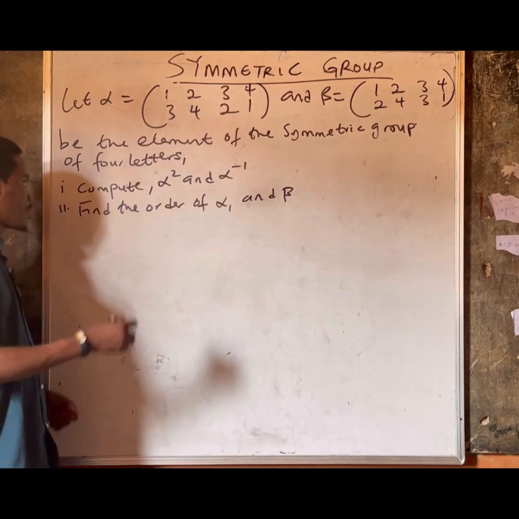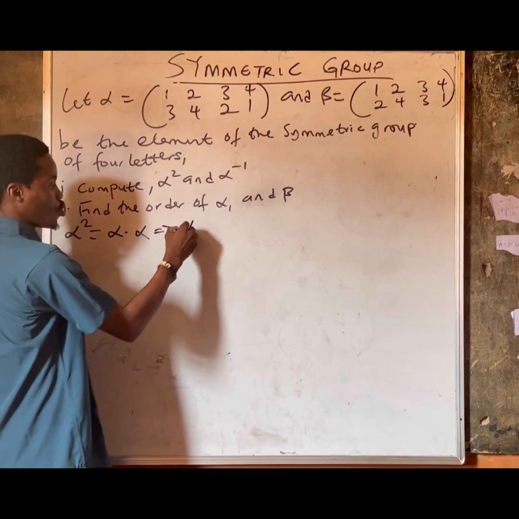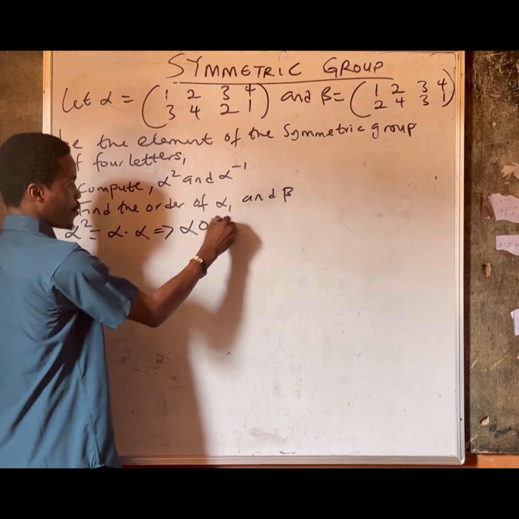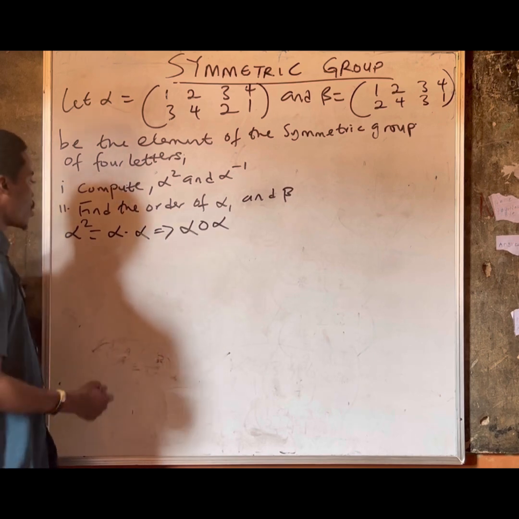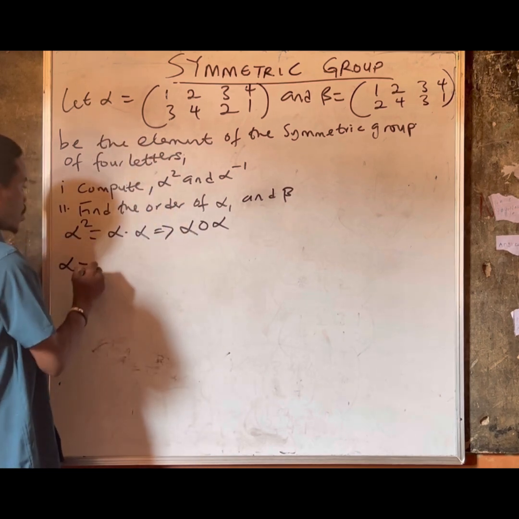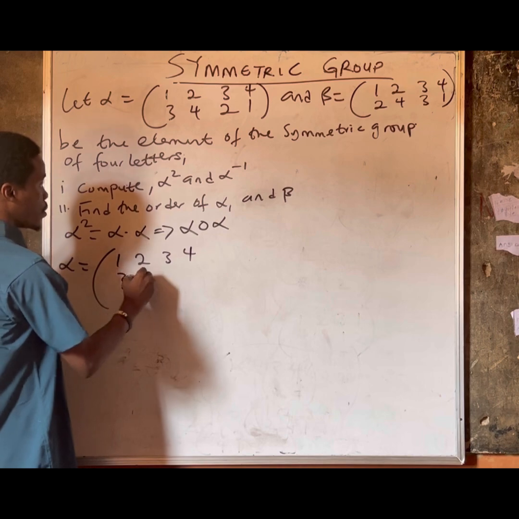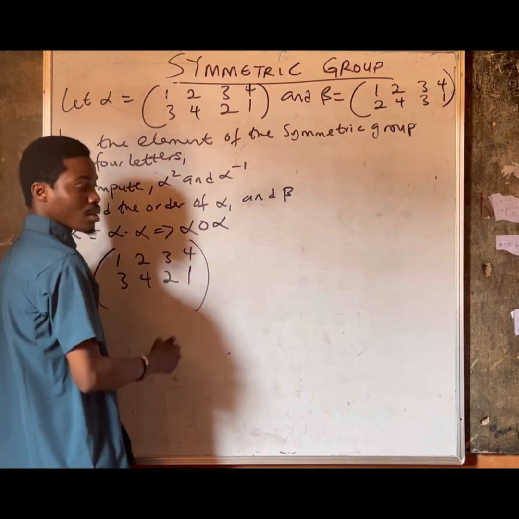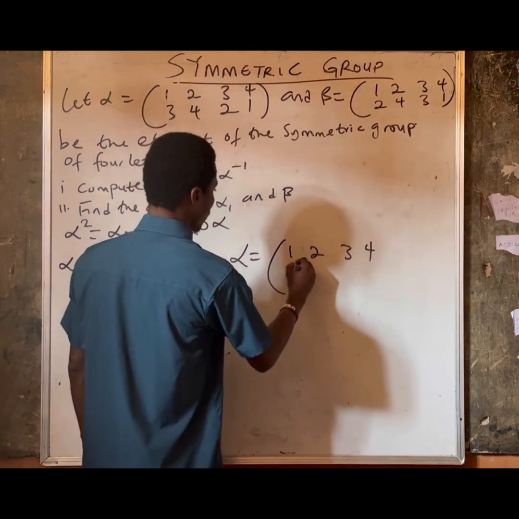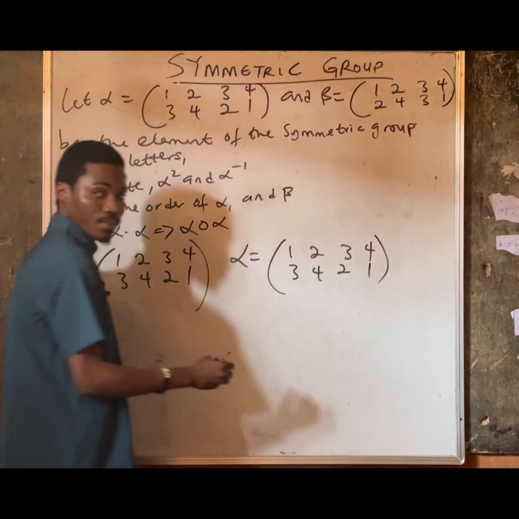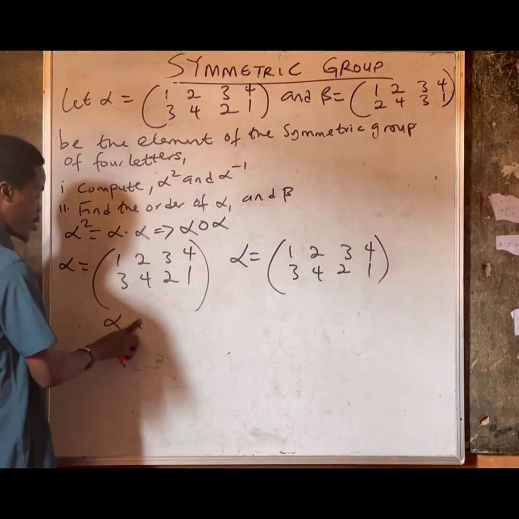So let's compose alpha square. Alpha square is equal to alpha dot alpha, which is also known as alpha composition alpha. So we can say alpha dot alpha will give us alpha square, or alpha composition alpha. It means that in the symmetric group S4, alpha is 1, 2, 3, 4 over 3, 4, 2, 1, and then we take another alpha, 1, 2, 3, 4 over 3, 4, 2, 1. Alpha dot alpha, that is alpha square. What do we have?